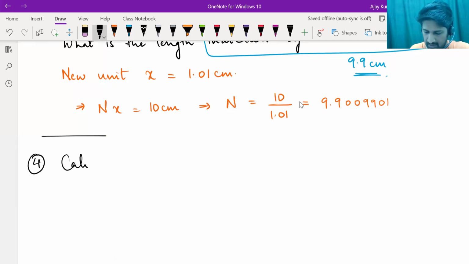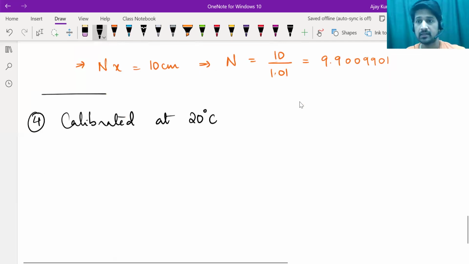A scale is calibrated, let's say at 20 degrees C. Calibrated at 20 degrees C means what? If you use the scale at that temperature, it will show you correct measurements. At any other temperature, it will show you either a bigger or a smaller measurement. If the scale expands, you will get smaller readings. If the scale contracts, you will get bigger readings.